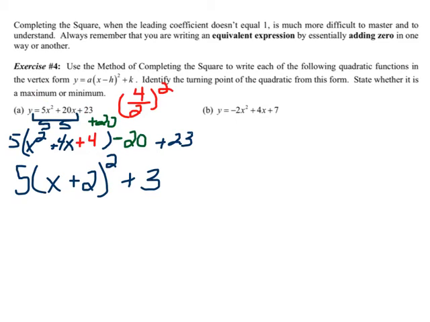So, what is my vertex? My vertex is negative 2, 3. And I'm going to have a minimum. How do I know that it's a minimum? I know that it's a minimum because this guy here is a positive 5. All right, let's go to B.